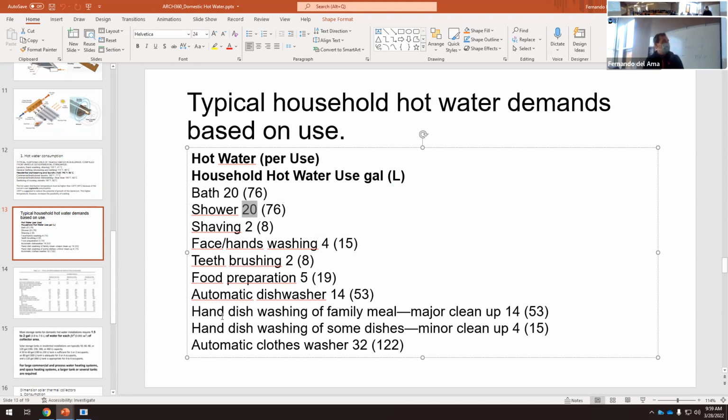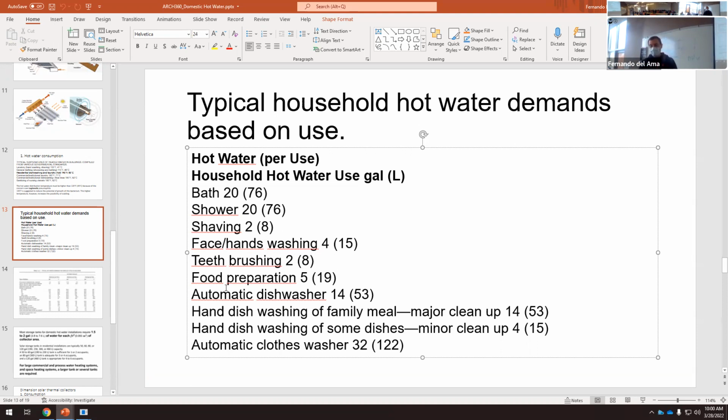So you can have an idea of how much water we need in a single family house or even a building. If we have this building here, do we brush our teeth here? Hardly ever. Do we prepare food? Not that I know of. Do we have showers in this building? I haven't seen any. Do we have a clothes washer? No, I don't think so. But if you go to the recreation center, there are a lot of showers there.